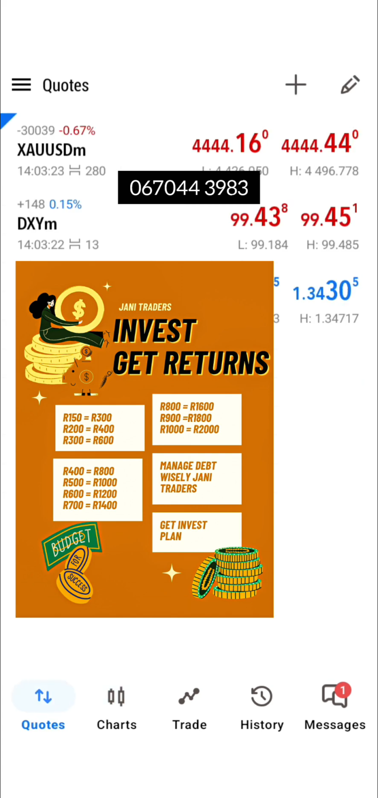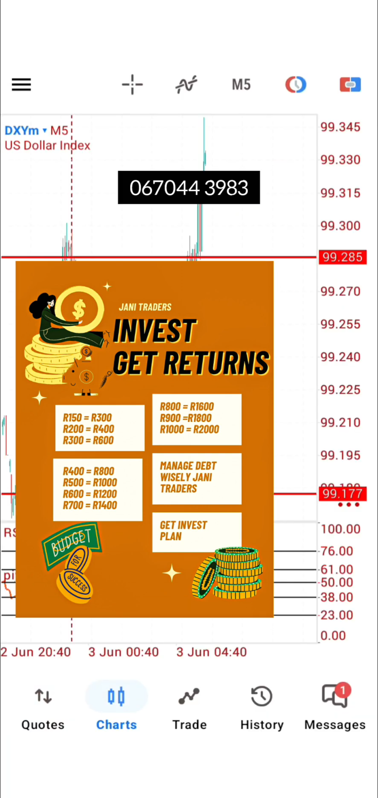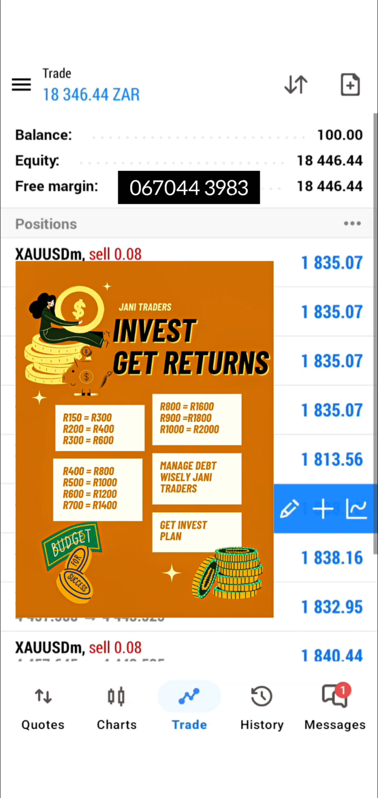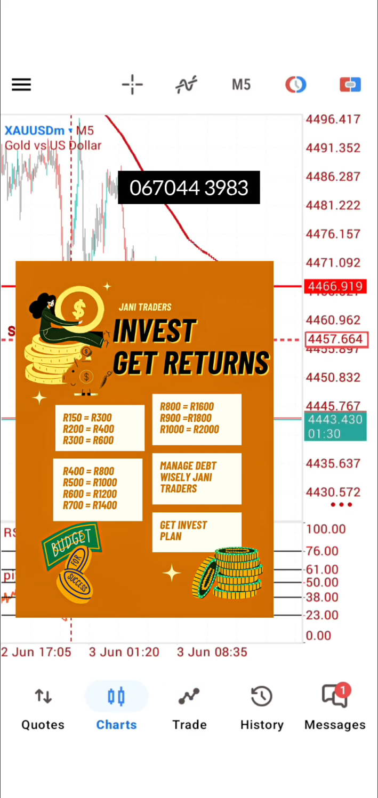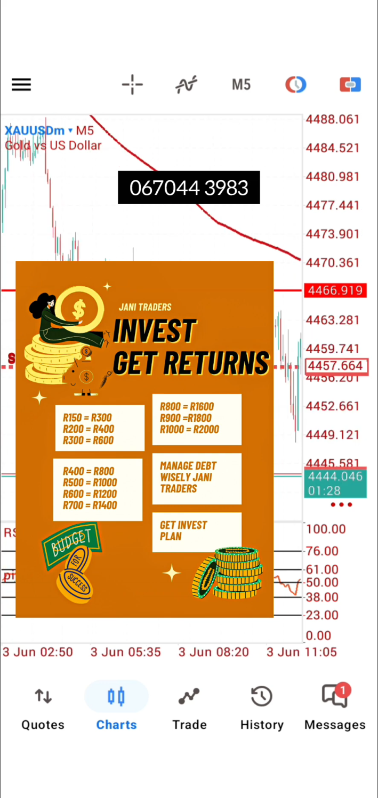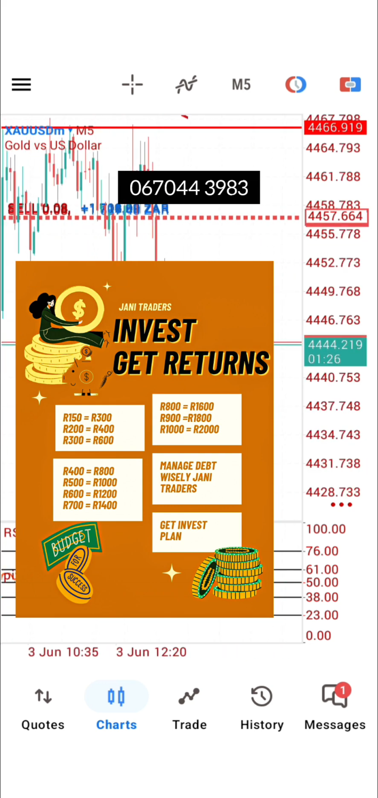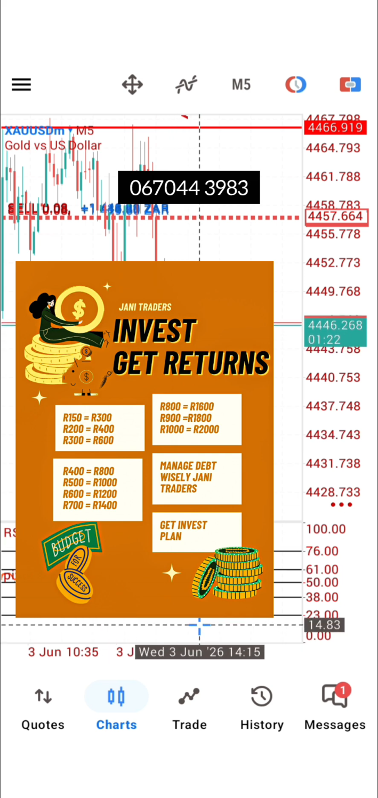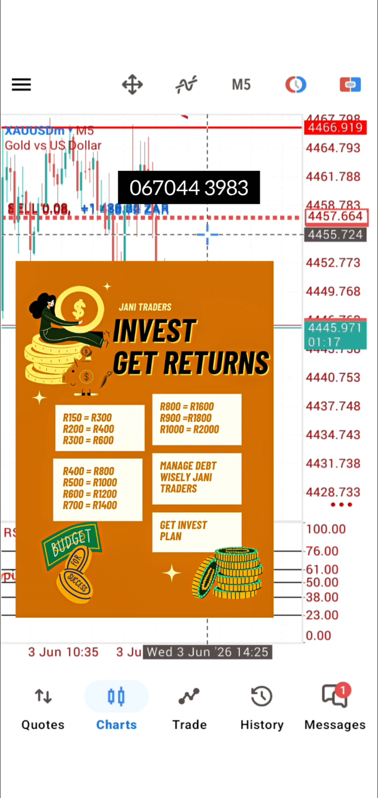So this is what we're doing. The market is moving very beautifully. Just look at this, guys. I was supposed to close somewhere here with this spike, but it didn't reach our lower low. So I have to close now, guys. The market might push up.